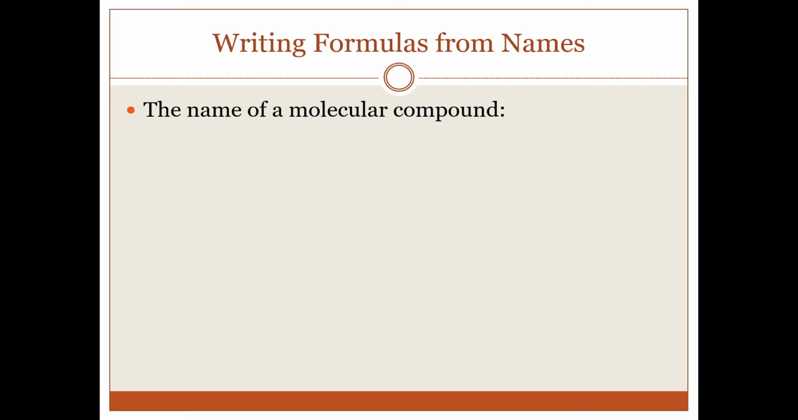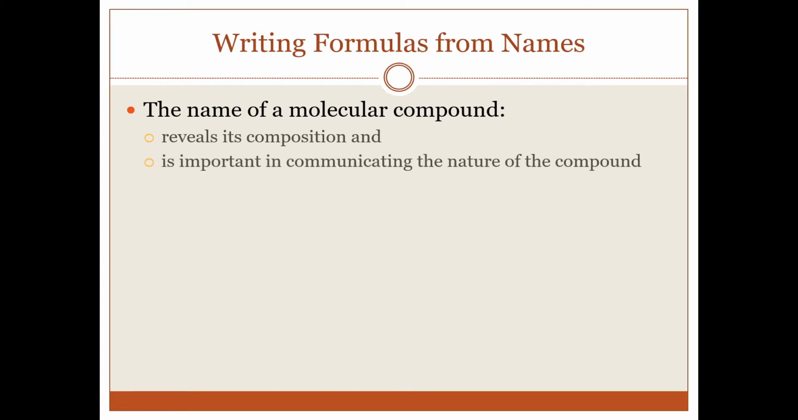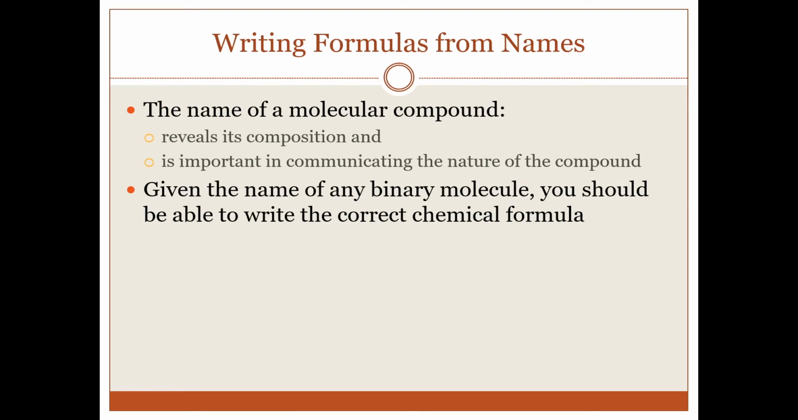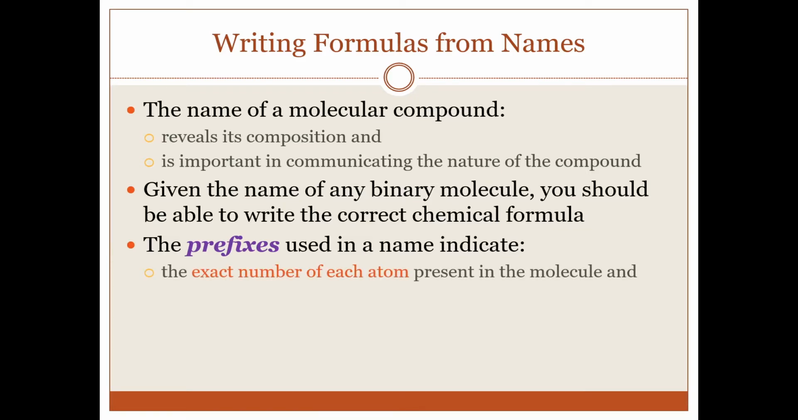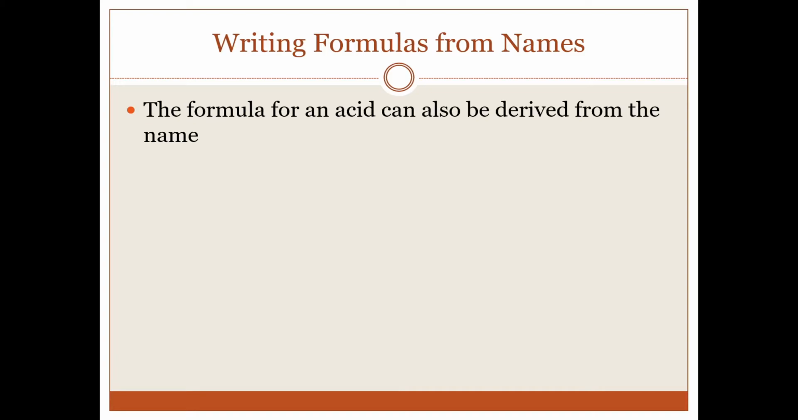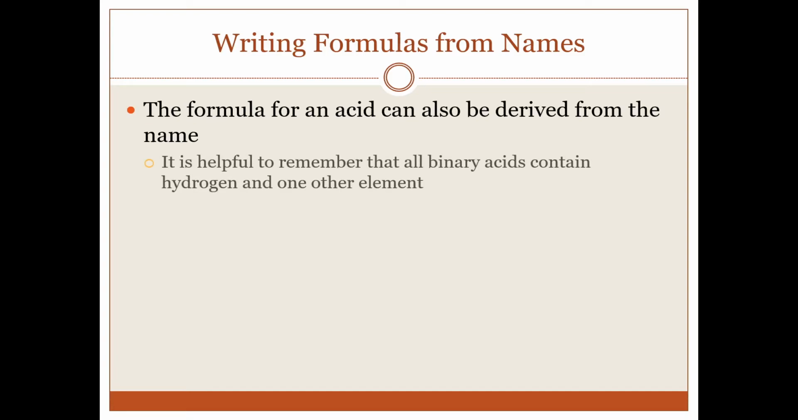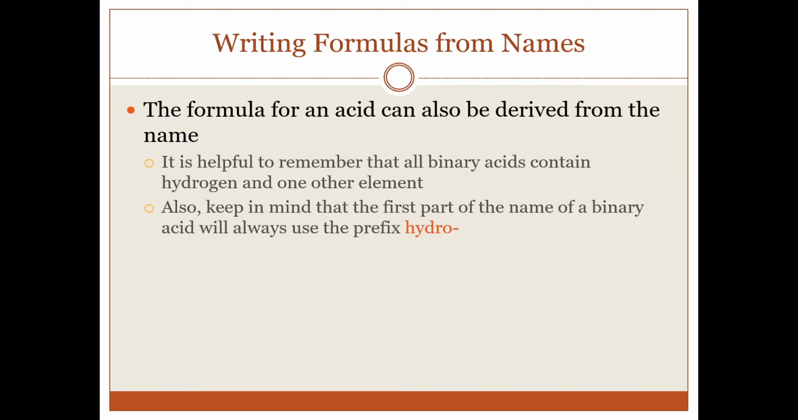Writing formulas from names. The name of a molecular compound is going to reveal its composition and also communicate the nature of the compound. So by now you should be able to write the correct chemical formula. The prefixes give the exact number of each atom present in a molecule, and they determine the subscripts used in the formula. Subscripts are the little numbers at the bottom. So the formula can also be derived from the name. And if you have the formula, you can also give the name of the molecule. And remember, if we have a binary acid, it's always going to have the prefix hydro.